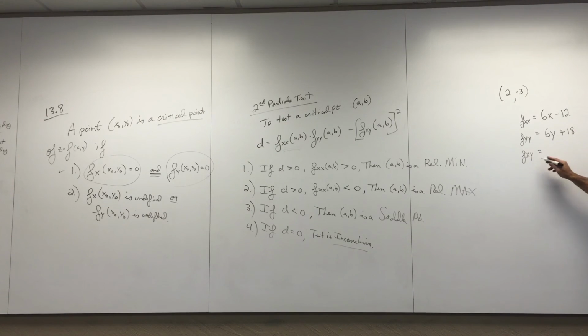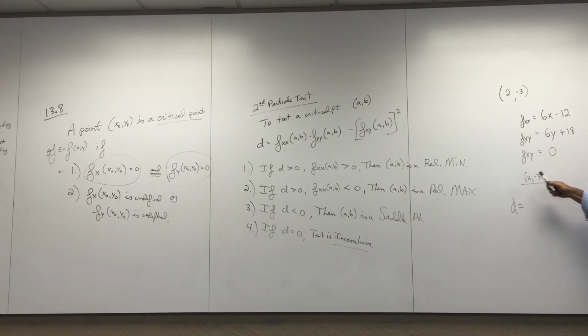And what would be the fxy? 0. Oh, fxy would be 0, wouldn't it? Because it was the fx derivative taken with respect to y, and the fx was just full of x's. When you take that derivative with respect to y, you get a 0. All right, so I'm going to try to calculate this D. So at this point, 2, -3, here I go.